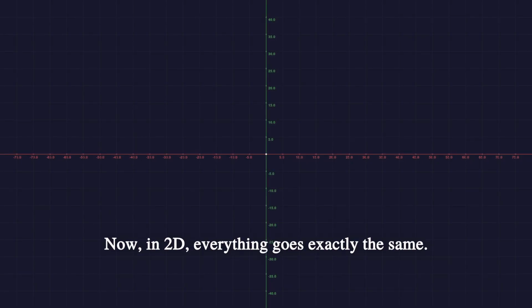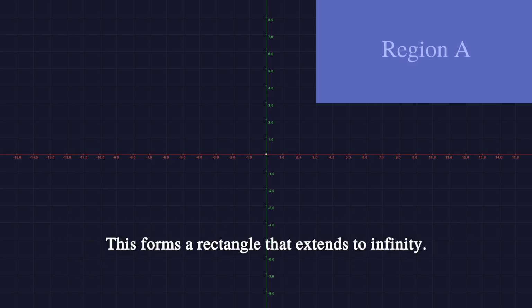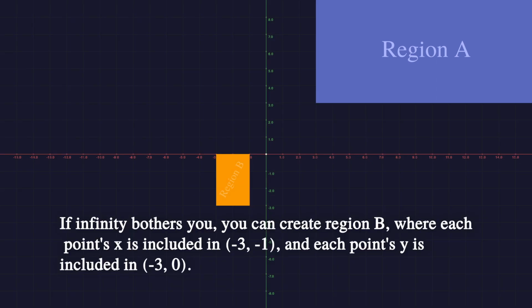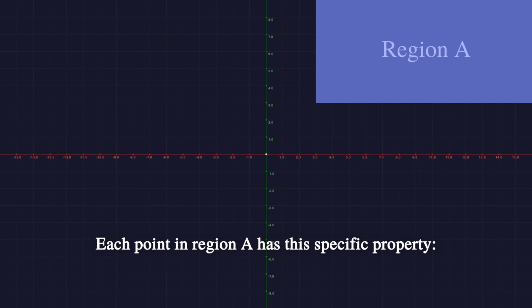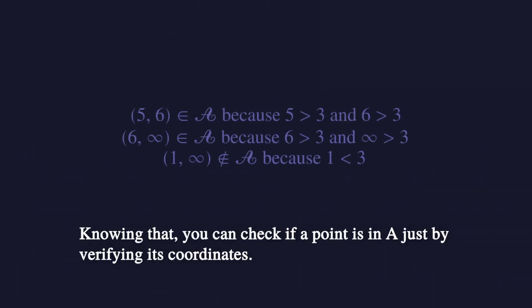Now, in 2D, everything goes exactly the same. We can define region A as a part of the graph where every point x is greater than 3 and every point y is greater than 3. This forms a rectangle that extends to infinity. If infinity bothers you, you can create a region B, where each point x is included in (negative 3, negative 1), and each point y is included in (negative 3, 0). Each point in A has this specific property: the point x is greater than 3, and the point y is greater than 3. Knowing that, you can check if a point is in A just by verifying its coordinates.